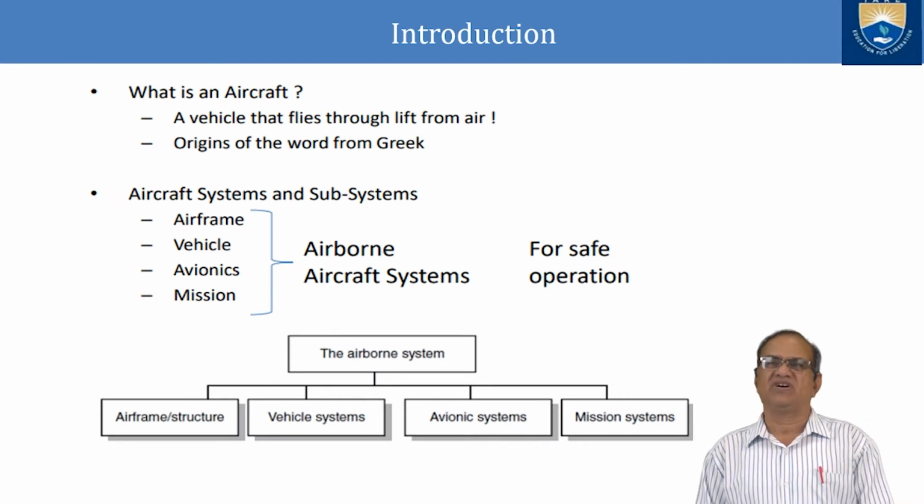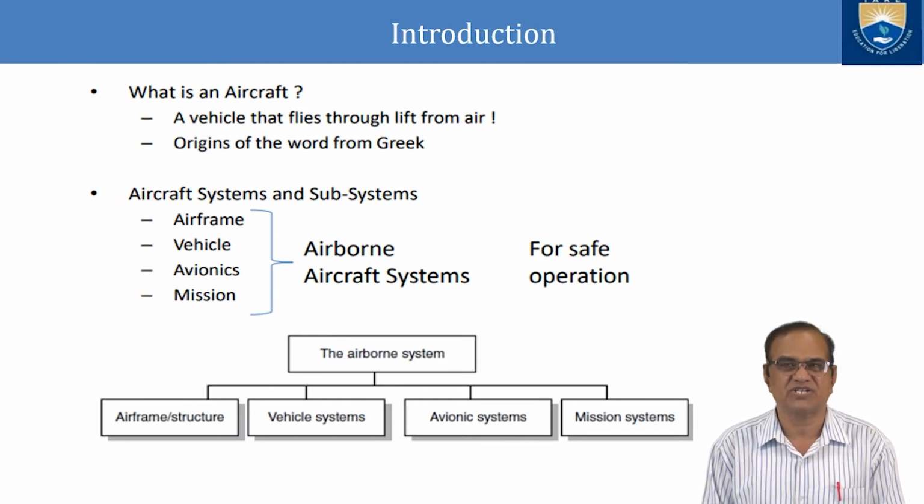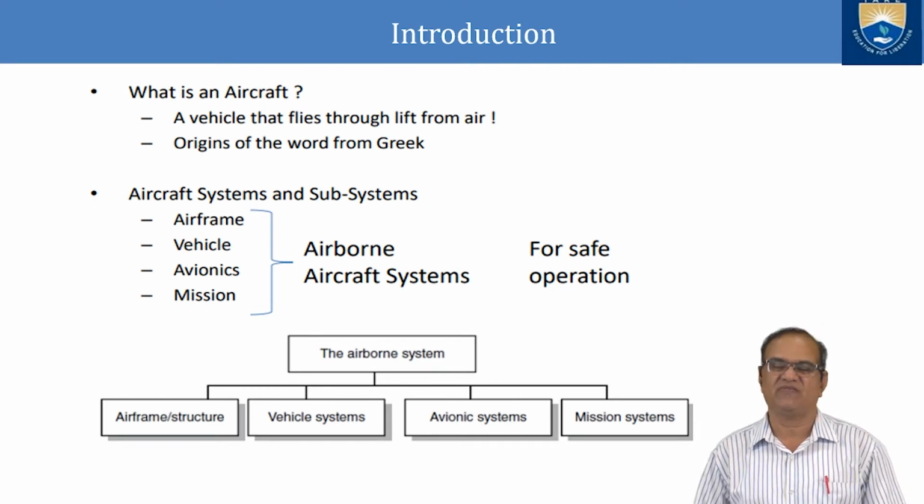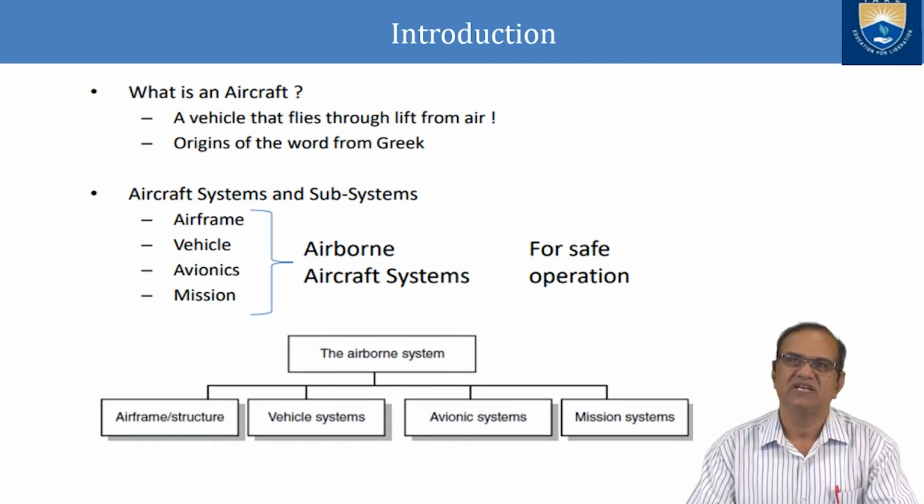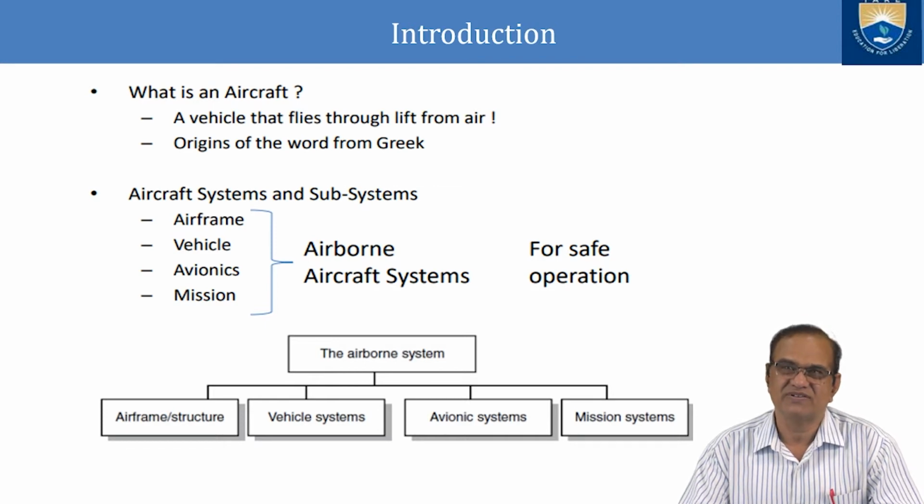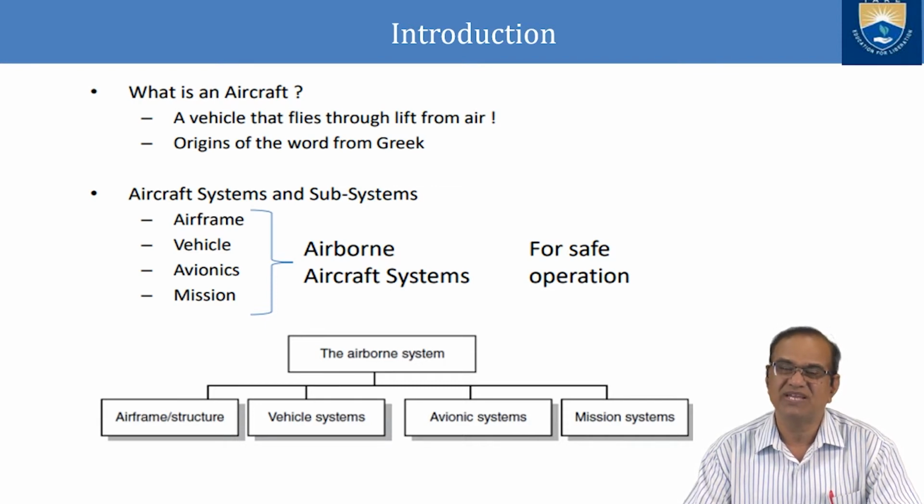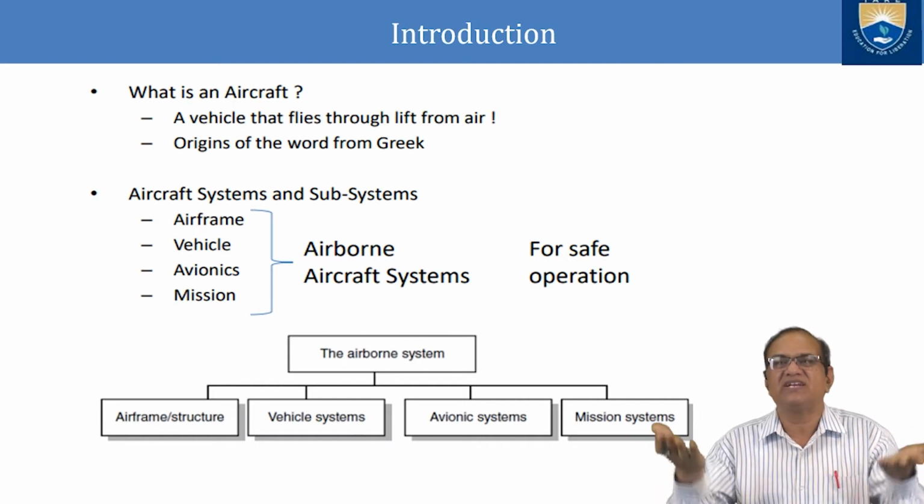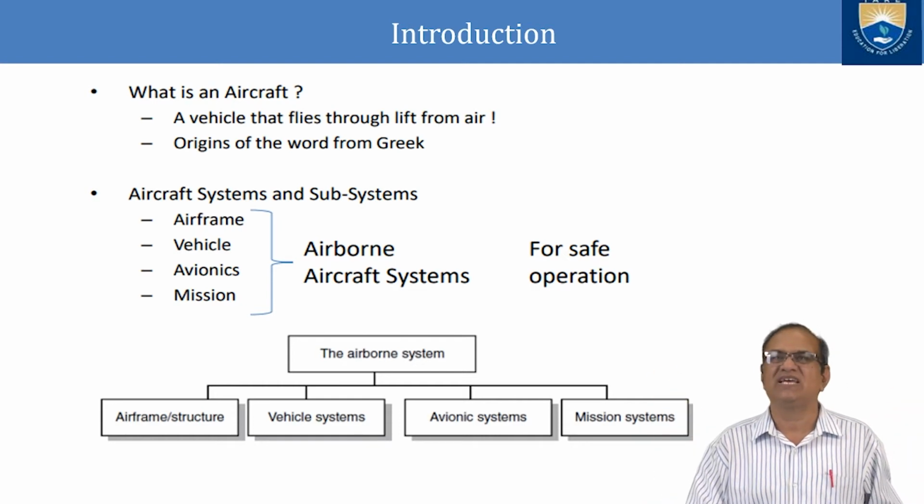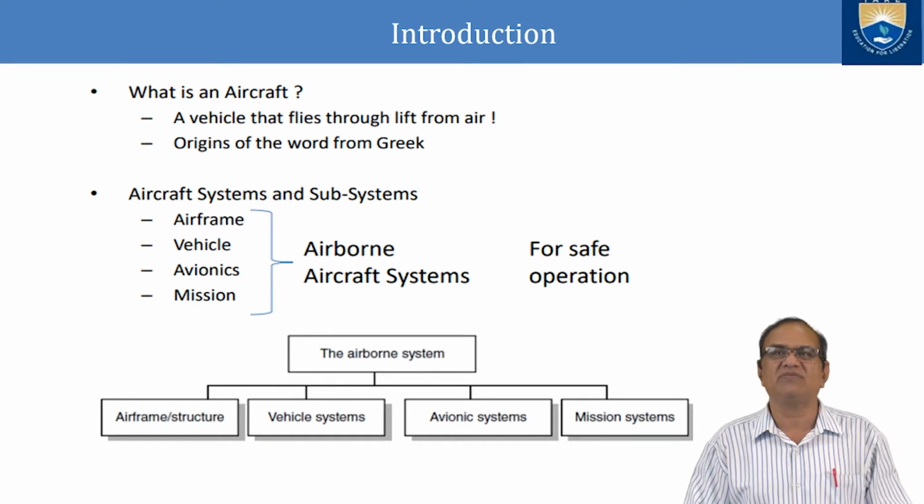So first I will discuss the introduction to aircraft systems. What is an aircraft? That is the first question we ask. An aircraft is a vehicle that flies through the lift from air, that is, the vehicle which flies with the help of air motion, lifting upward. That is called the aircraft. The origin of the word is from the Greek.